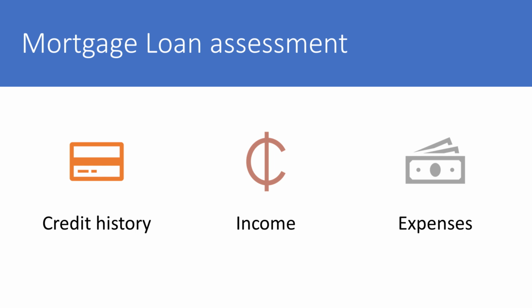Rule number one is 28-36. Component number one is the 28. 28 is also known as the expense to income ratio, or ETI. Your ETI simply means that you should not spend more than 28% of your gross income on mortgage payments. So for instance, if you are making 10,000 euros in a month, your mortgage payment should not exceed 2,800.